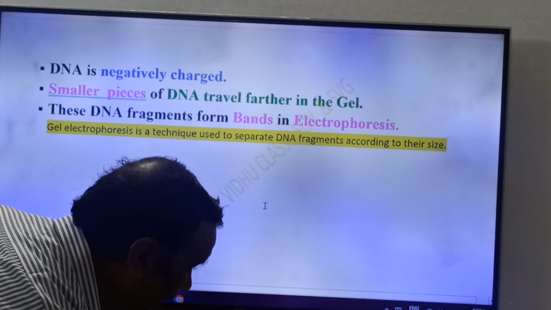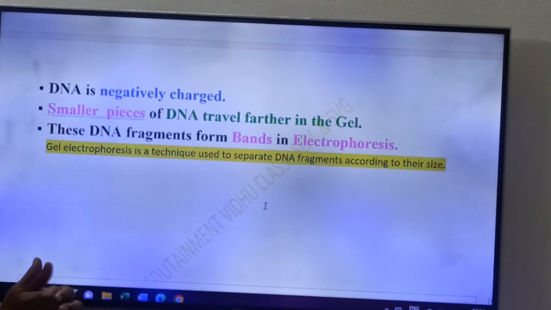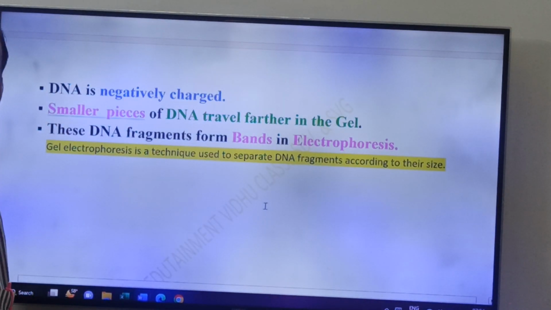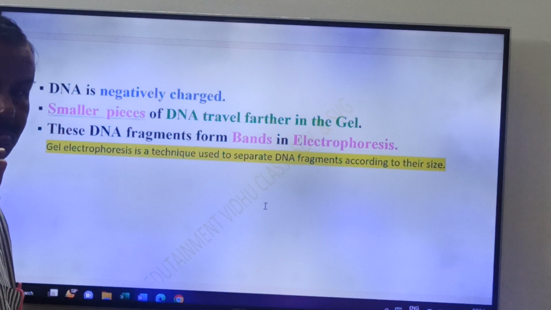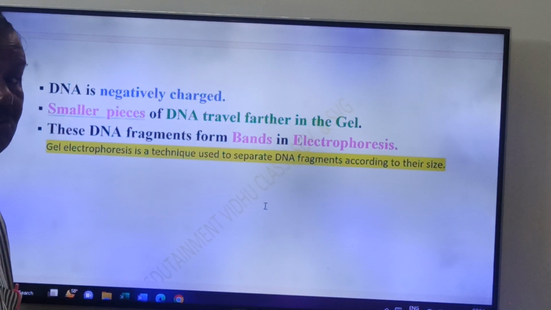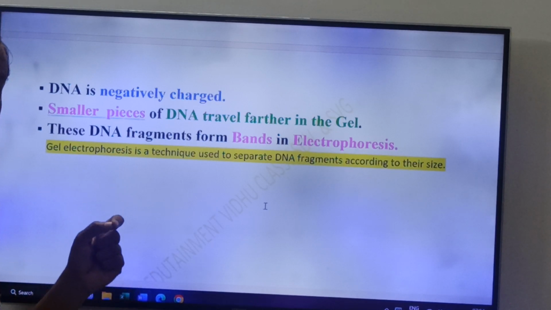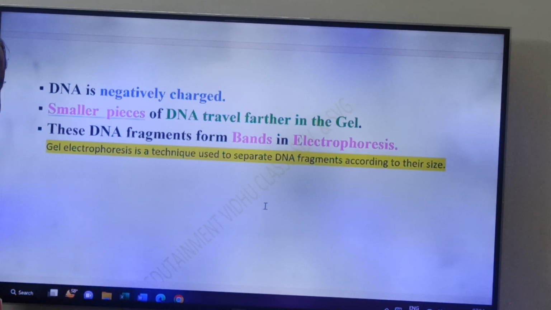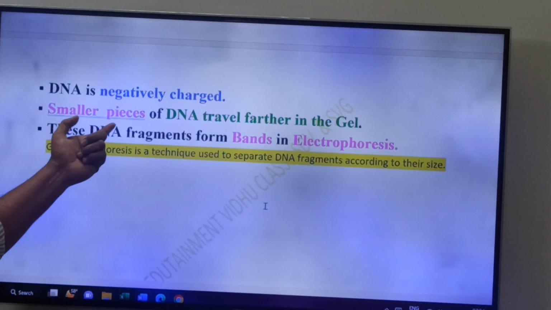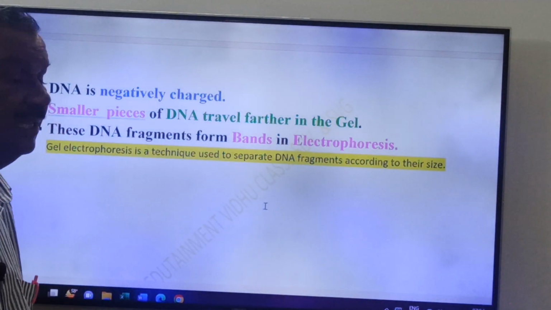Now, one more NEET question, friends. DNA is a negatively charged substance. What is the charge of the DNA, friends? Negatively charged. Very, very important, friends, for MHT-CET and NEET. DNA is a negatively charged molecule. Okay, friends. The small pieces of DNA travel farther in the gel.